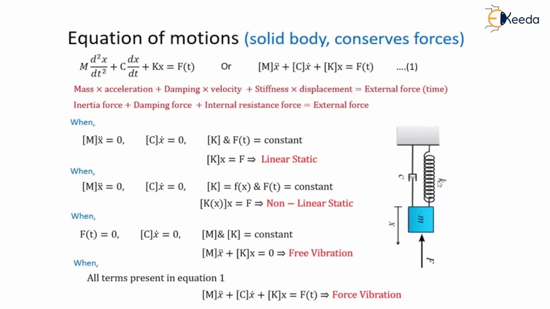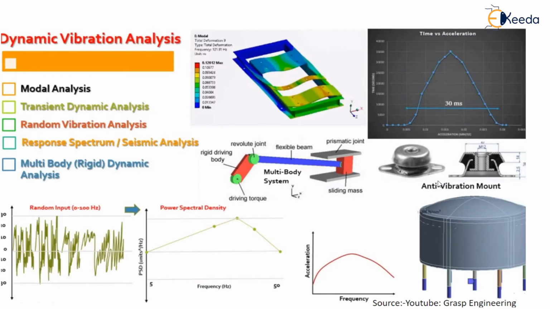When all the terms are present in the equation, it is considered a forced vibration. Dynamic vibration analysis has different types: modal analysis, transient dynamic, random vibration, response spectrum, seismic analysis and multi-body dynamics analysis. In most cases multi-body dynamics analysis is considered a separate domain, but I am considering it within dynamic vibration analysis. This is a modal analysis of the base of a structure, where we get a slight twisting movement of the object at a particular frequency.